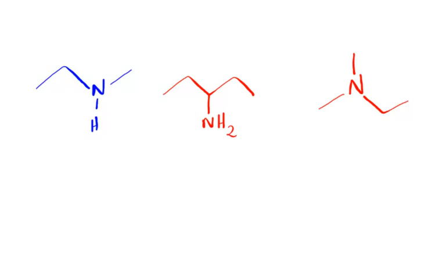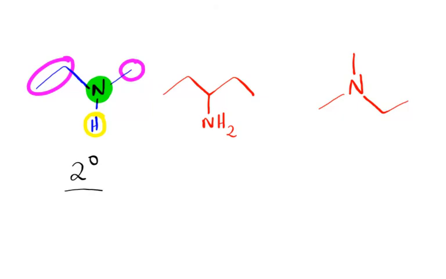Let's start with the one on the left. Again, let's just focus on the nitrogen. We can see that the nitrogen is attached just to one hydrogen, or you might think of it as two R groups. So what does that make this amine? Well done if you said secondary.